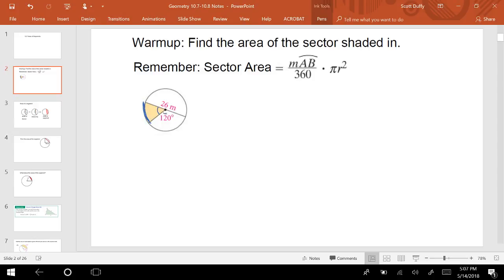If we know that this angle right here is 120 and that this angle combines with 120 to make a straight line, 180, then we can find that the measurement of the arc is equal to 180 minus 120, which equals 60 degrees.